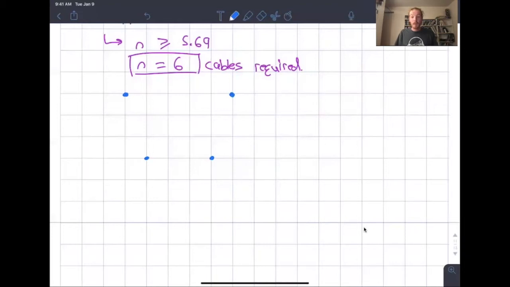So right now we have 4 cables, and we need to figure out where we're going to put these other 2. One option would be to put the other cables right next to there, and we could get to our 6 cables.